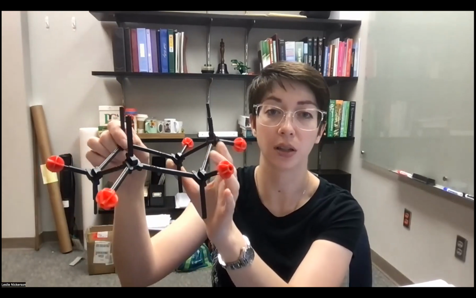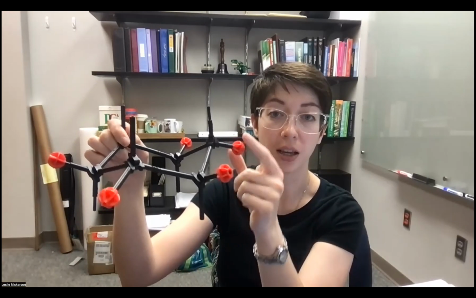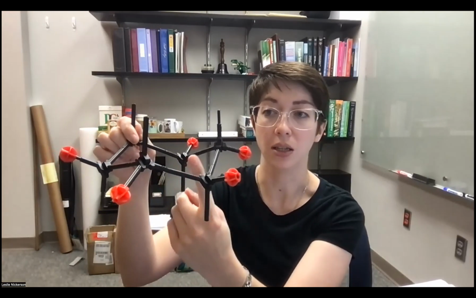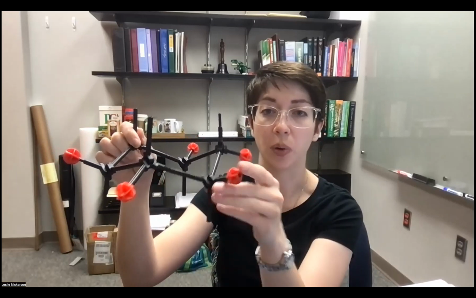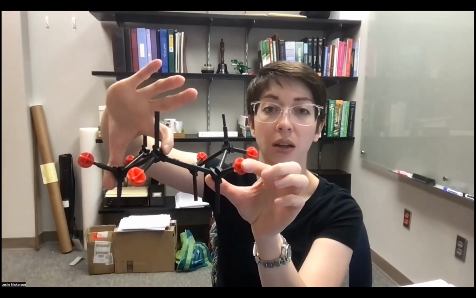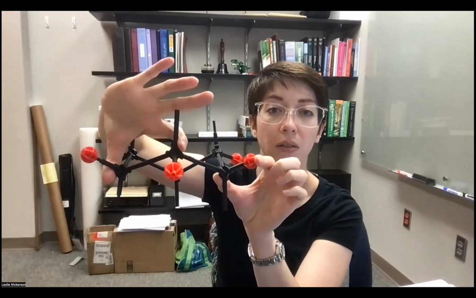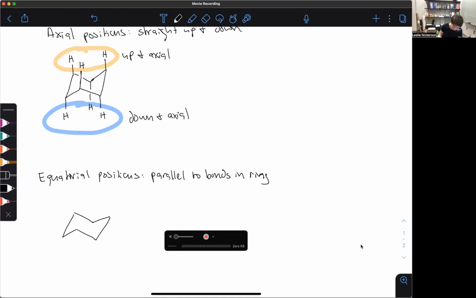If we look at this one, well, that's a tough one to see on the camera. Let's look at this guy. This is parallel here and here. This one is parallel here, here. So all the equatorial positions are going to be parallel with the bond away in that ring. So if we go back to our drawing and see what that looks like.